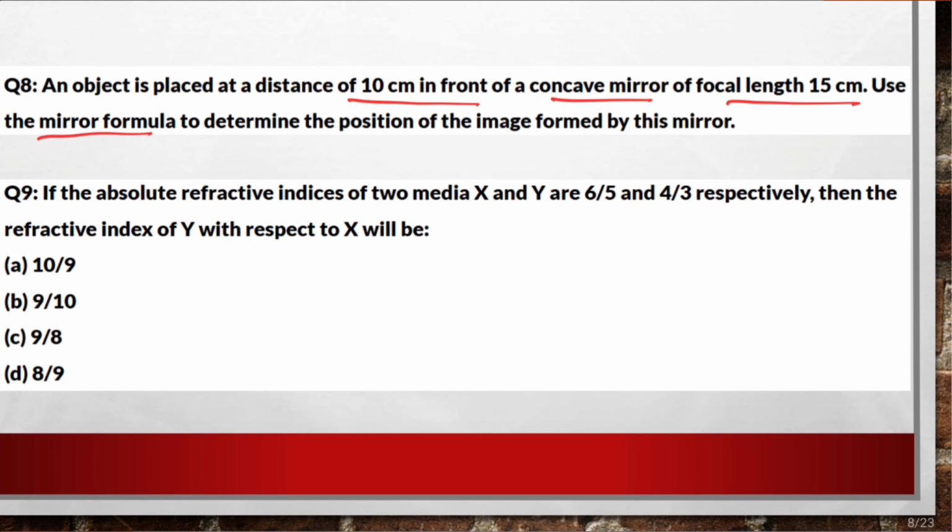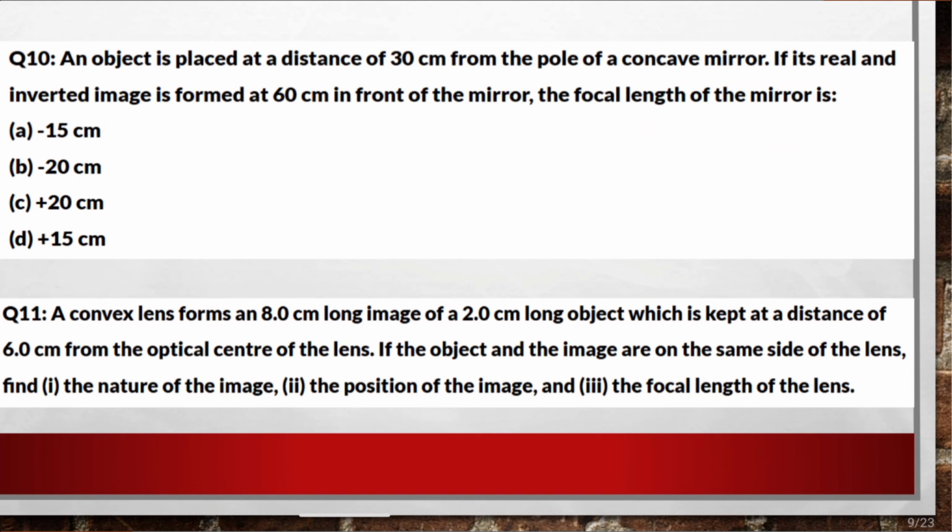Question 9: if the absolute refractive indices of two media X and Y are 6/5 and 4/3 respectively, then the refractive index of Y with respect to X will be... So you need to find the refractive index of Y with respect to X and choose the correct option. Next, question 10: an object is placed at a distance of 30 centimeter from the pole of a concave mirror. If its real and inverted image is formed at 60 centimeter in front of the mirror, the focal length is... So you need to solve and get the correct option. It's an MCQ.